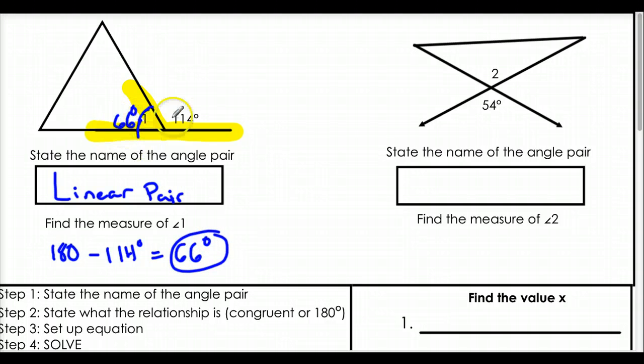And does that make sense? 66 plus 114 over here? Well, yeah, that equals 180, and since it's a line, that does make sense.